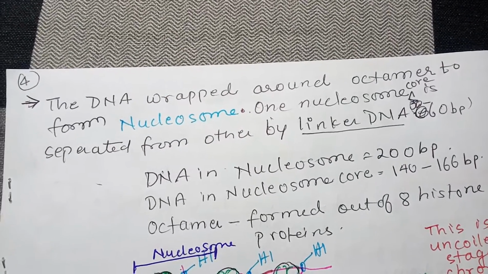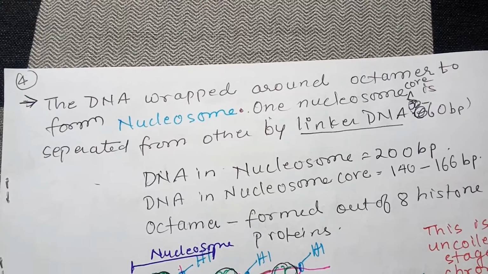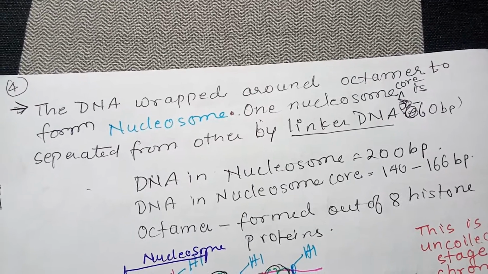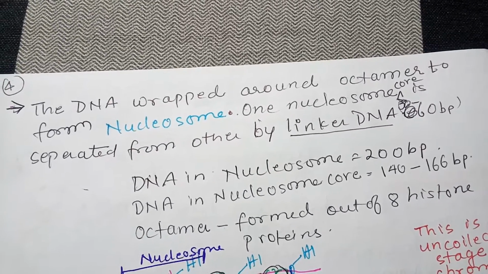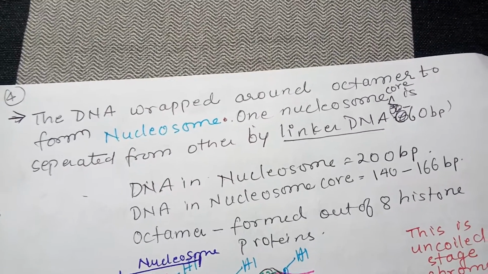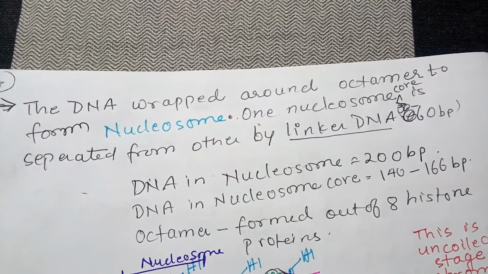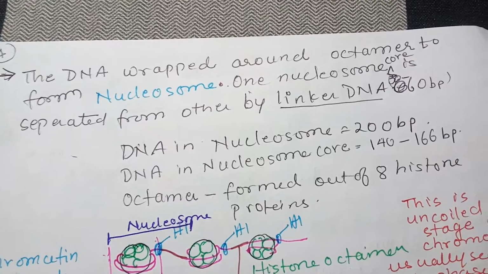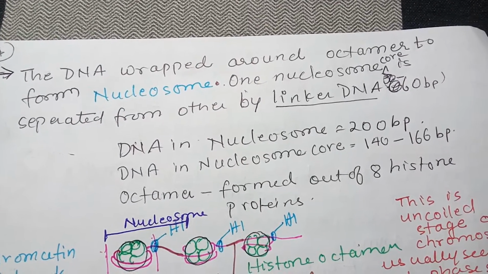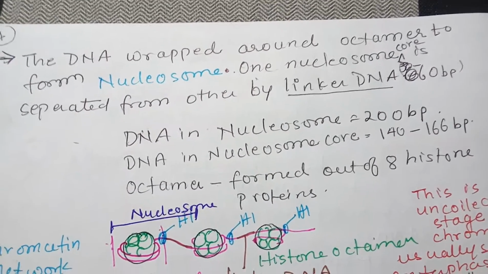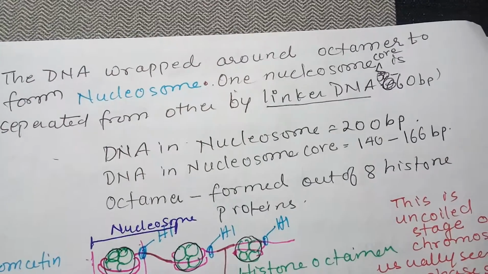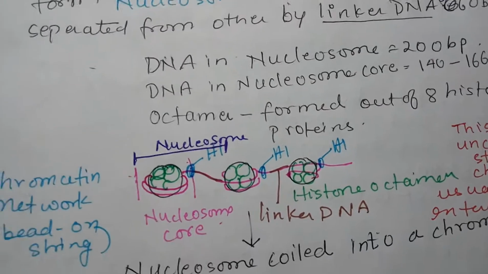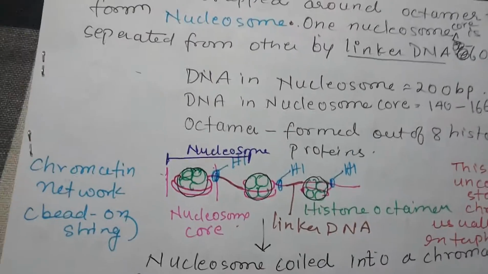Okay, so this whole combination, that is the combination of DNA with the histone octamer, is called the nucleosome. Now what is the nucleosome core? The nucleosome core exactly consists of DNA and the octamer, separated from the next by linker DNA. Okay, so the linker is usually 30 to 60 base pairs. Now just look here. First I'll make you understand this one.